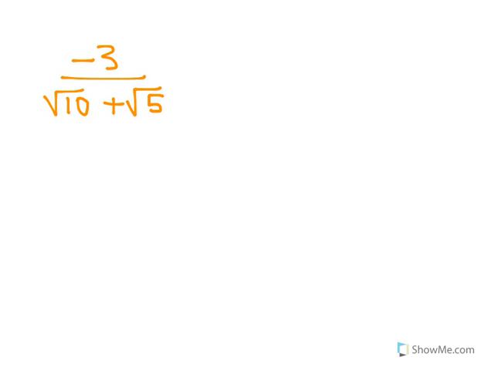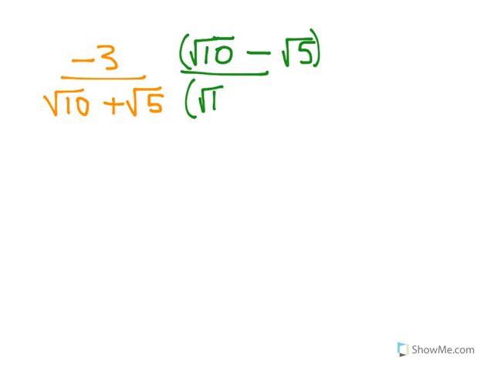If we're asked to simplify this expression, negative 3 over radical 10 plus radical 5. So this obviously is not in simplest form because of the radical 10 and the radical 5. So we're going to use a FFU of the conjugate. We're going to multiply the numerator and the denominator by the same conjugate, and that is radical 10 with the opposite sign, minus a radical 5. And then we'll do the same on the denominator, radical 10 minus a radical 5.